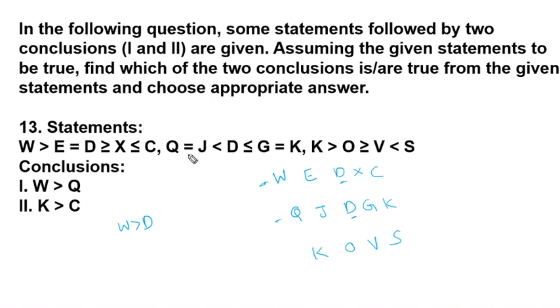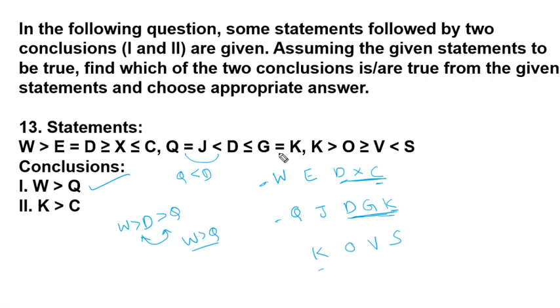Then Q, D. Out of these two, which has the highest priority? Less than. So Q is less than D. Make it reverse, D is greater than Q. So what is the relation between W and Q? You can say W is greater than Q. So the first one simply becomes true. Similarly, K, C. C is here, K is here. K, O, V, S. Q, J, D, G, K. Here also you have K. You can connect D with C and D with K. Simple. You need not go for the third expression. Directly you can go for first and second.